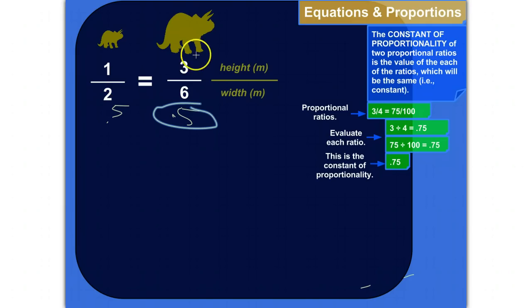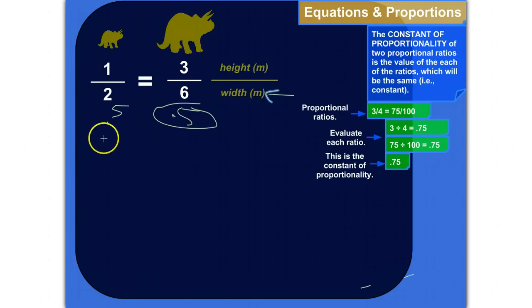So what that means is that if we take the bottom number and multiply it by the constant of proportionality, that'll give us the top number. For example, if I multiply 6 by 0.5, also known as 1/2, I'll get 3. So we could use this constant of proportionality to write an equation that describes this proportion.